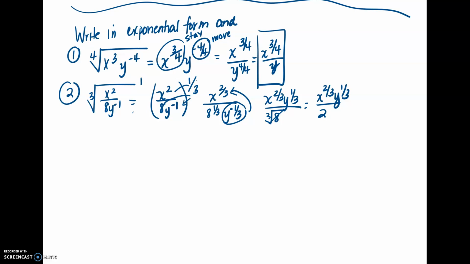Okay, so let's begin where we left off. And I noticed in these directions up here, I put write in exponential form. It should have said all answers should have positive exponents. So you want to make sure you don't have any negative exponents when you're done putting it from radical to exponential form.